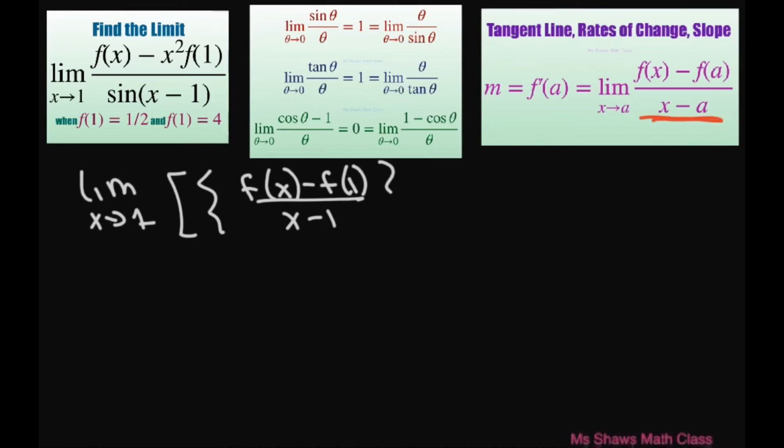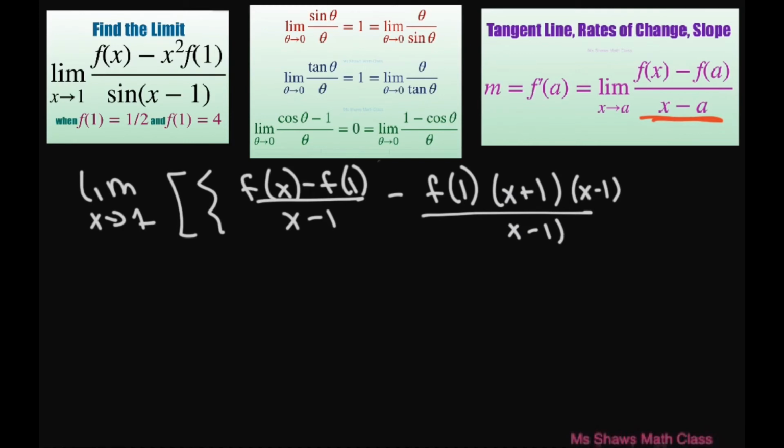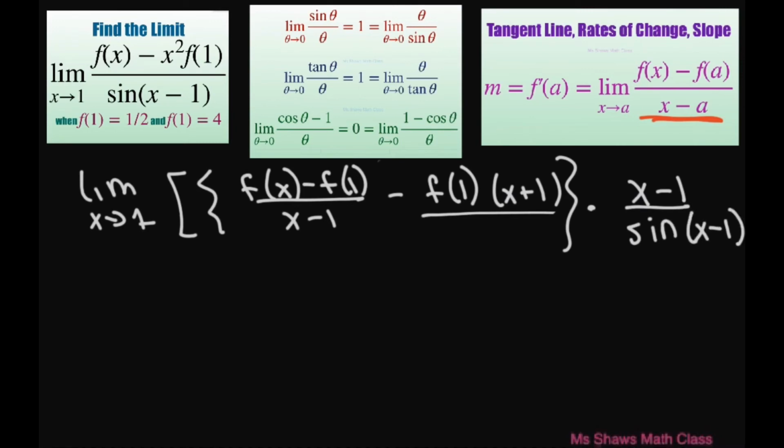All right. And then we're going to have minus that factored part, f of 1 times x plus 1. Because remember, our x minus 1 divided by x minus 1, that part just canceled out. Remember from the slides. So now this is what we're left with here. All right, and let's close that up. And then we still have our x minus 1 divided by sine of x minus 1.